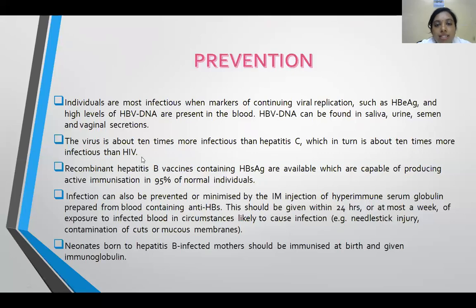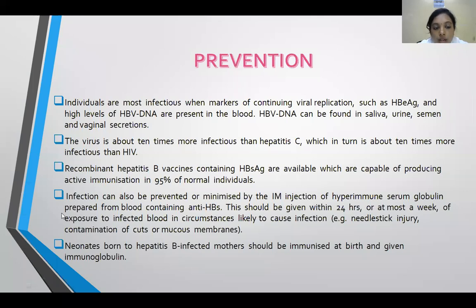So always keep this in mind. Okay? In surgeries and all, it is very important. You have to be very careful. Recombinant hepatitis B vaccines containing hepatitis B surface antigen are available. This produces active immunization in 95% of normal individuals. Infection can also be prevented or minimized by intramuscular injection of hyperimmune serum globulin. Okay? Hyperimmune. Intramuscular injection, remember, hyperimmune.